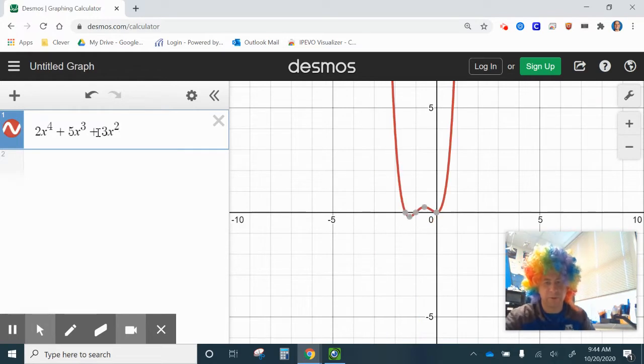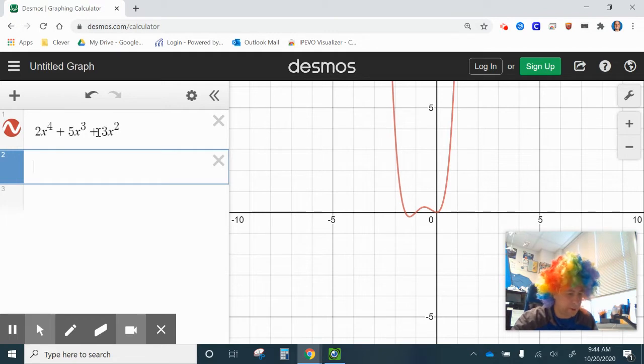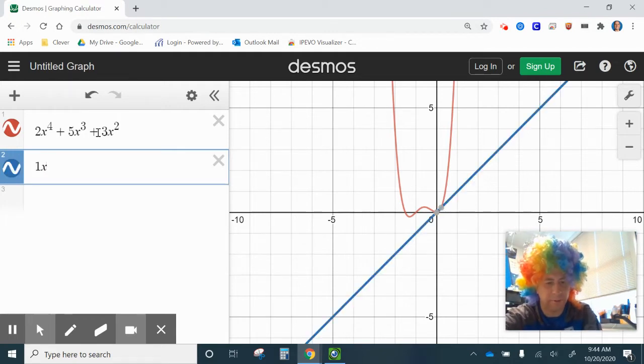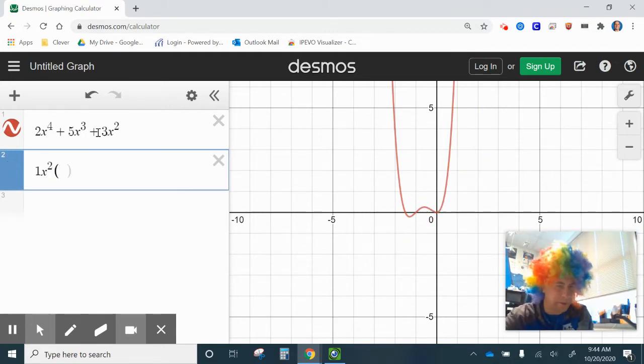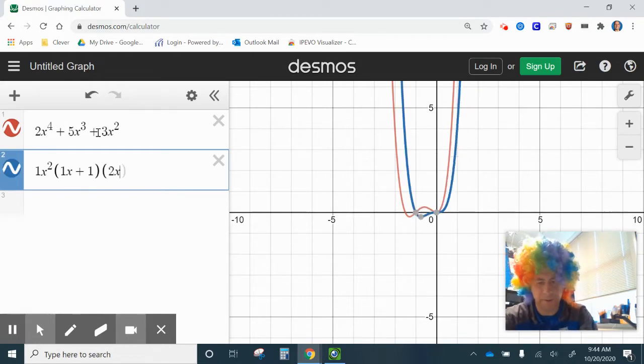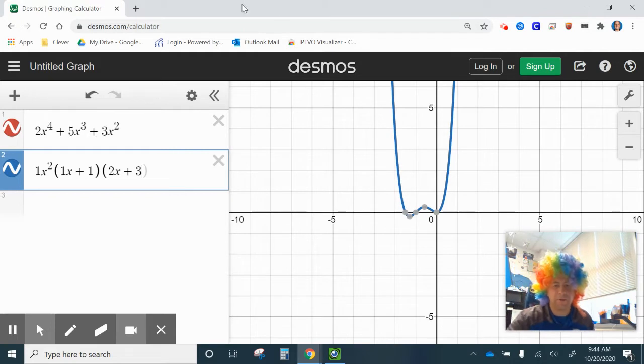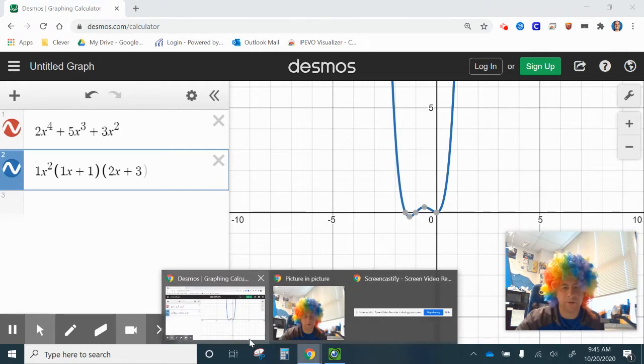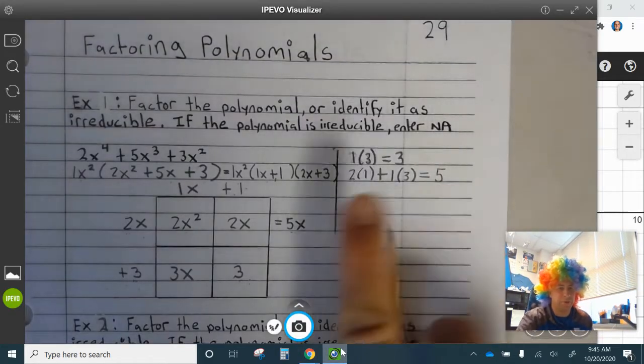Now, if we factored this correctly, when we graph the factors, they should overlap. So now I'm going to graph 1x squared, parentheses, 1x plus 1, parentheses, 2x plus 3. You see that they overlap? So that checks that this is in fact the correct factorization of this, okay? All right, so now let's go on to example 2.